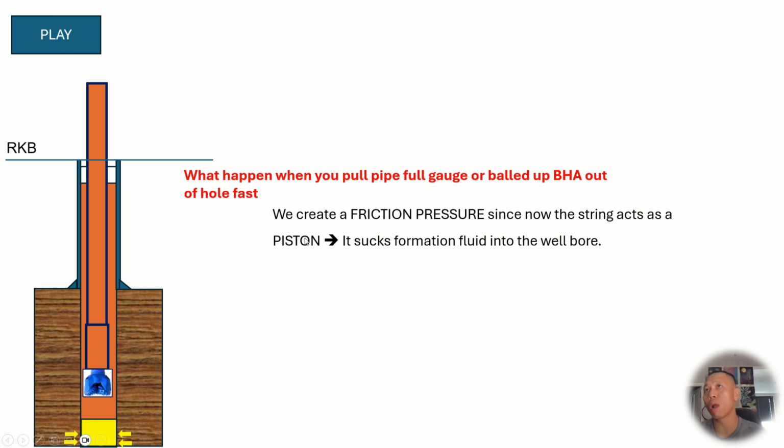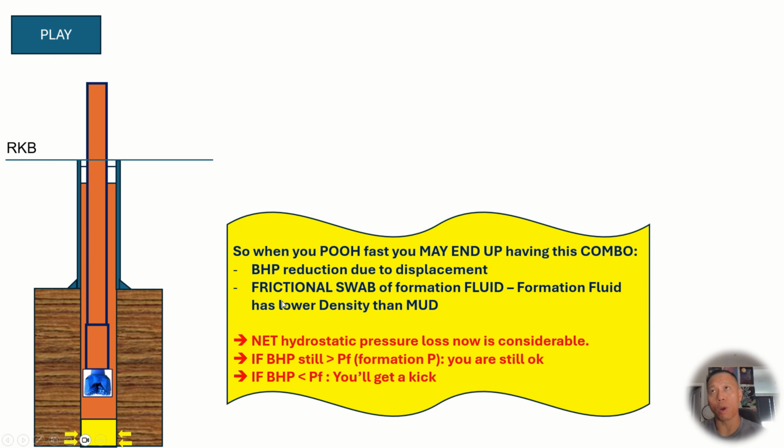What happens when we pull out of hole with a full gauge BHA or a balled up BHA and we pull out fast? We actually create a friction pressure since now the string acts as a piston. It will suck the mud up, and the mud in turn sucks the formation fluid into the wellbore. So when we pull out of hole fast, we may end up having this combo.